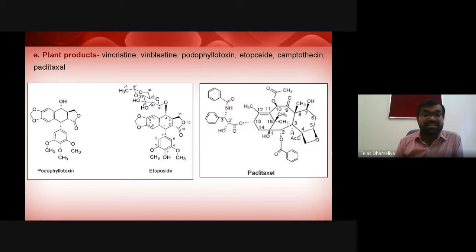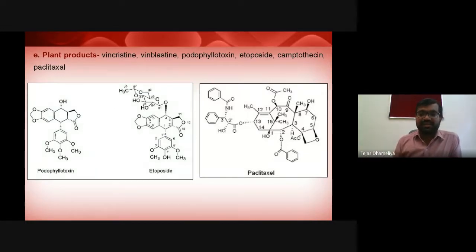Vincristine, vinblastine, basically they are this kind of anti-cancer agents. Okay, and they are used. Podophyllotoxin, etoposide, and paclitaxel. And Taxol is one of the blockbuster anti-cancer drug, which is obtained from Taxus baccata and Taxus brevifolia. Family is Taxaceae. This was one of the blockbuster anti-cancer drug molecule once upon a time. Okay, and that is a powerful medicine to treat the cancer.